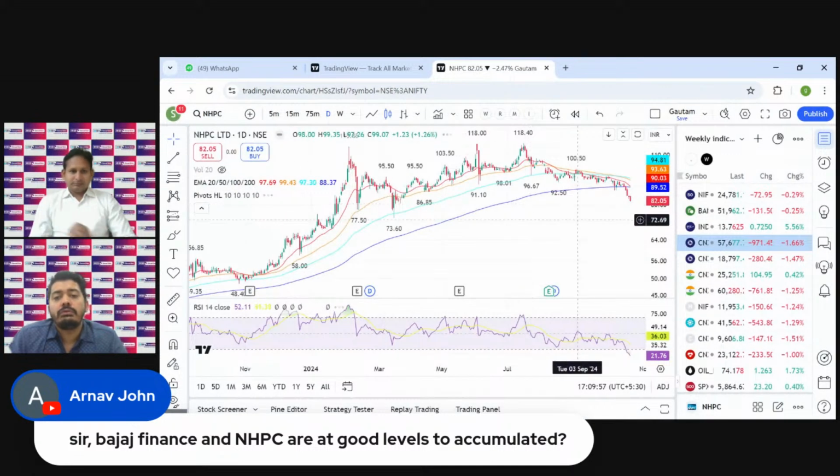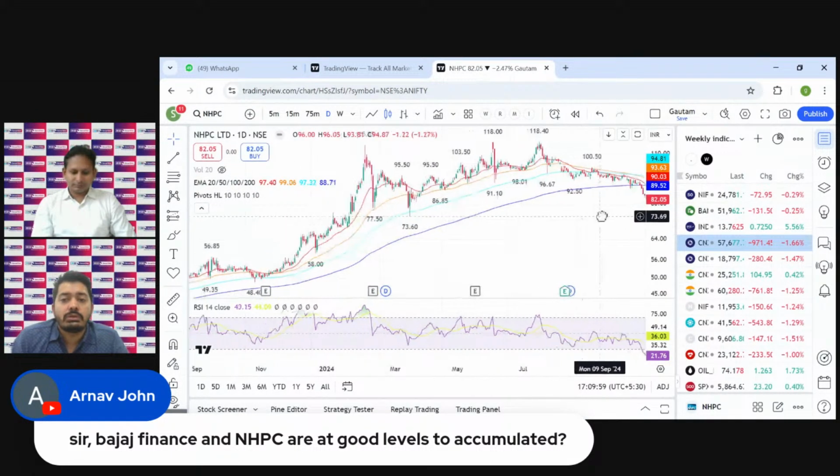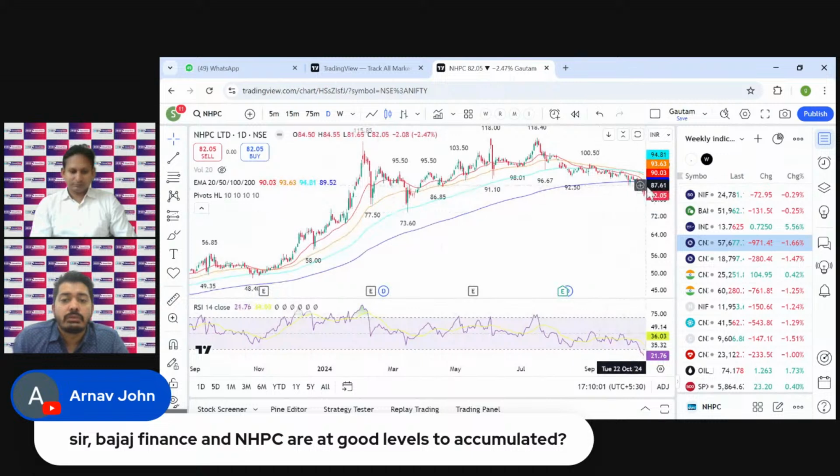So NHPC, if you see, the stock has witnessed a clean breakdown on the charts. The stock, which had hit its high of 118, from there has come towards 82 levels on the downside. So we are in a bit of pain at the current juncture, and we could see a further correction towards the levels of 74, 76 on the downside. There are no immediate signs of any major reversal.